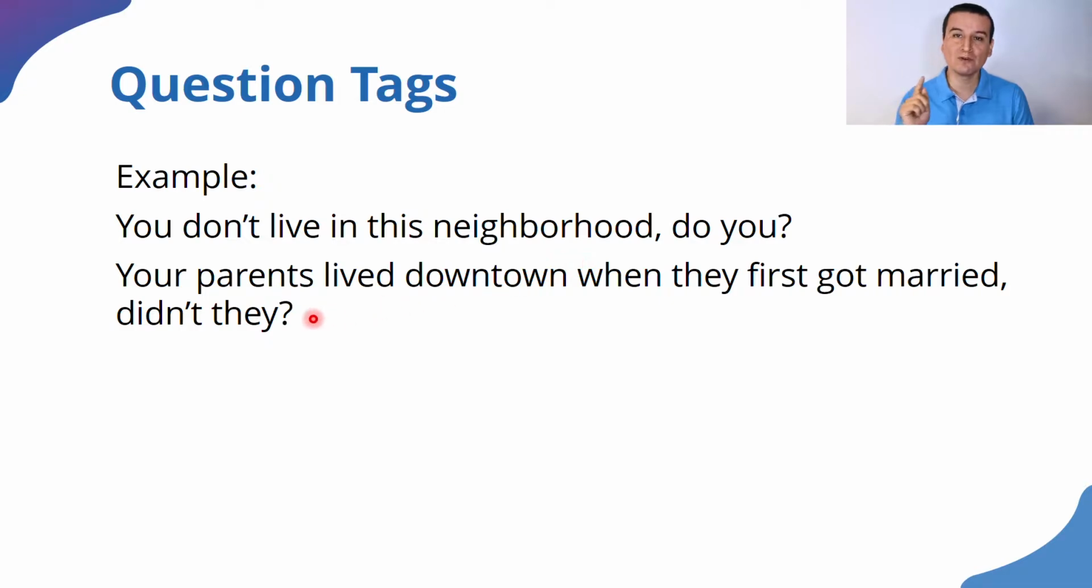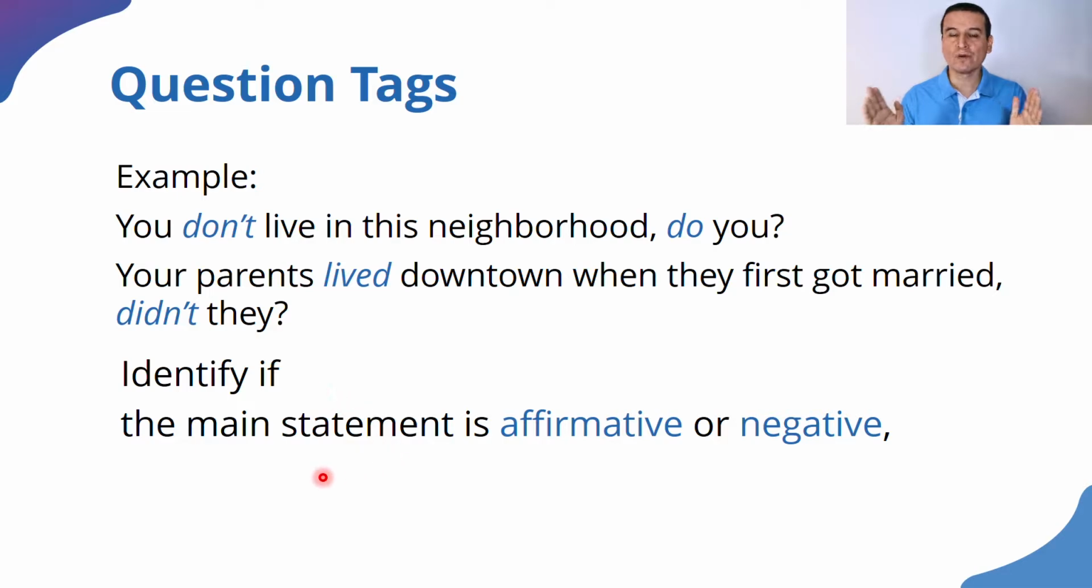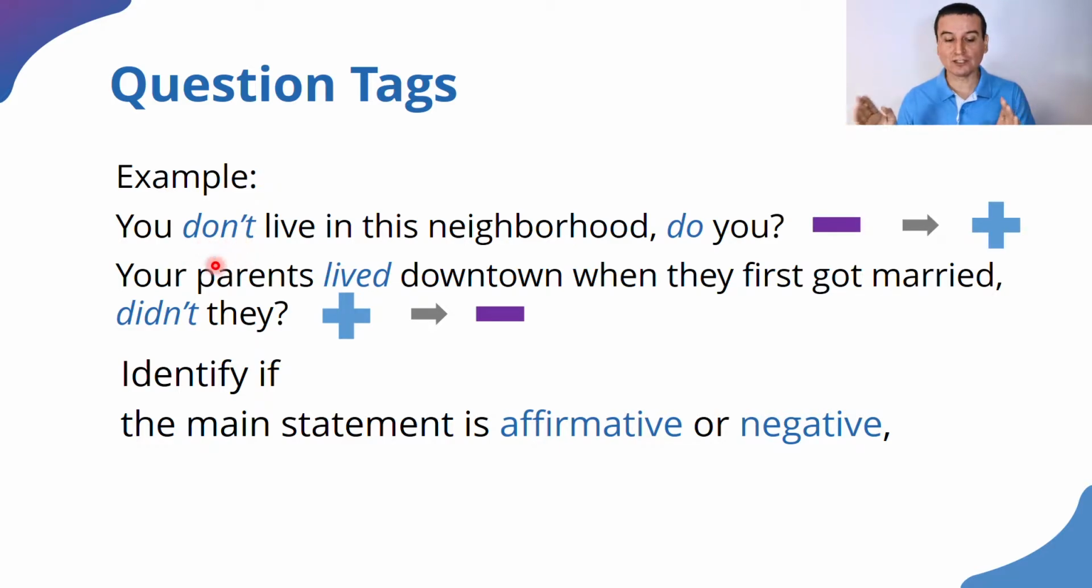But let me give you the grammatical element of tag questions. As you can see, if the main part of the statement is affirmative, like "Your parents lived downtown," the question will be negative. It will have a negation, "Didn't they?" And if the main part of the statement is negative, like "You don't live in this neighborhood," the question is affirmative, it doesn't use a negation. "Do you?" That is one thing.